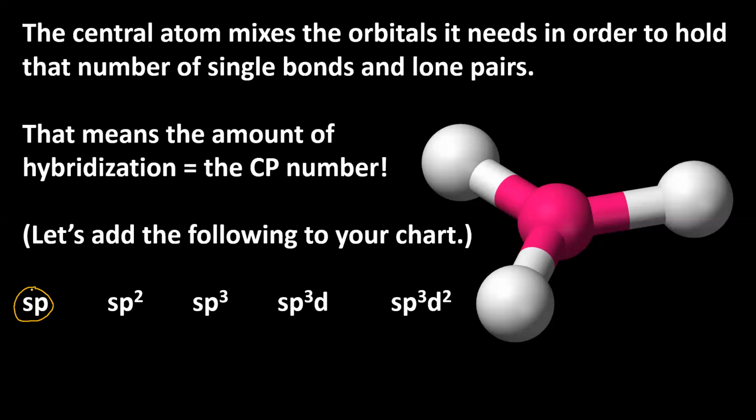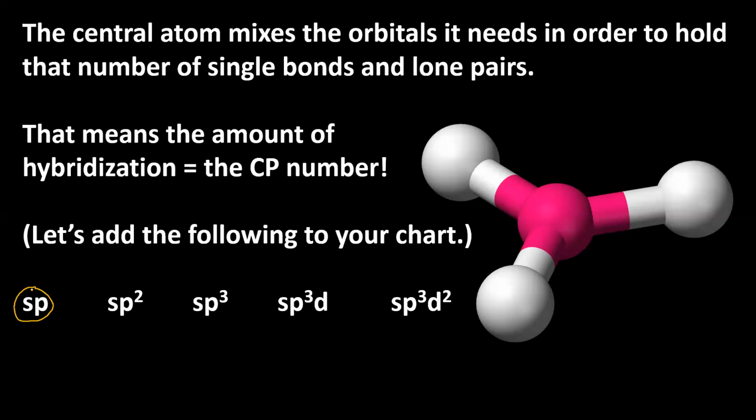Any element with a central pair count of 2, that center atom has hybridized an S and a P, and we call it SP hybridization. Now the very next line's a 3, but all the 3s are the same because they're all 3. What would it take to hold 3 pairs? Well, again, we start with S, and then after S, we go to P.